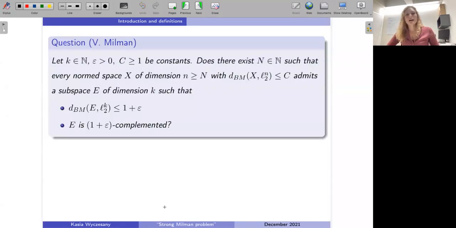And here comes the question of Vitaly. Let K be a positive integer, epsilon some positive constant, and capital C a real number greater or equal than 1. Then does there exist a capital N such that every normed space X of dimension at least N, which is already C Euclidean, so this is an assumption here, admits a subspace E of dimension K, which is at the same time 1 plus epsilon Euclidean, so the Banach-Mazur distance from L2 is at most 1 plus epsilon, and at the same time E is 1 plus epsilon complemented.